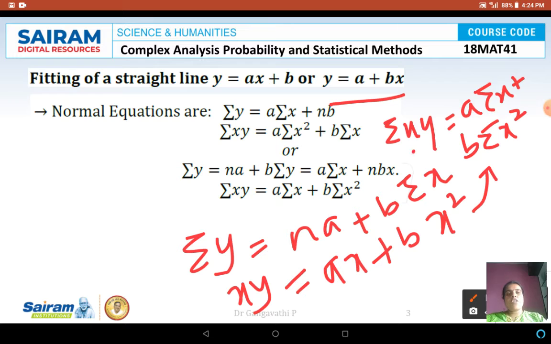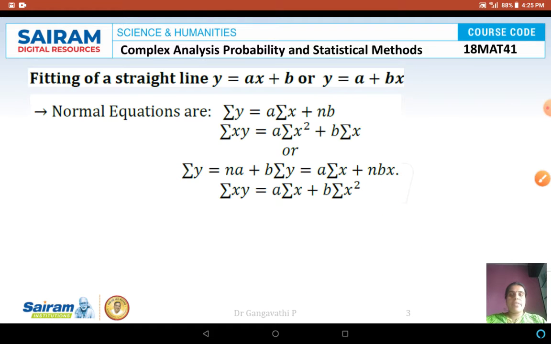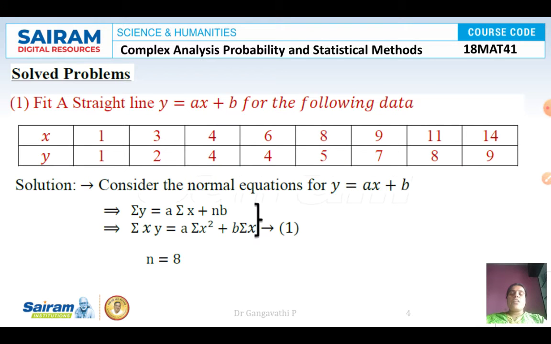So this equation only we have written it here. So these two equations together we call them as a normal equation for this equation of a straight line. So finding the normal equations are very important, and you have to be very careful when we do this. So now we have obtained the normal equations.